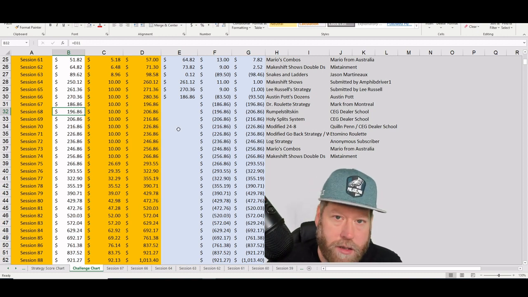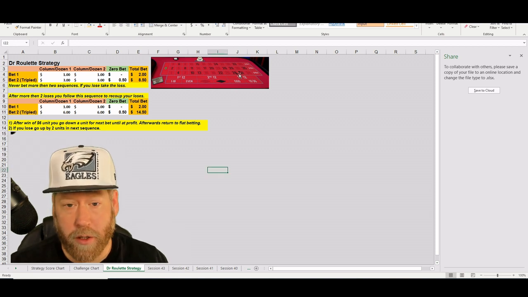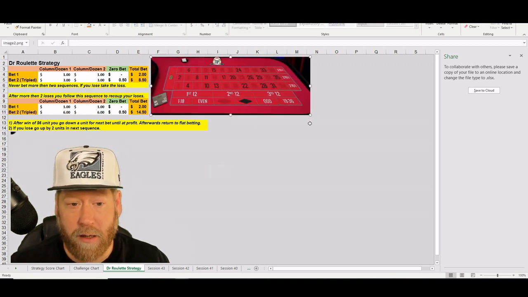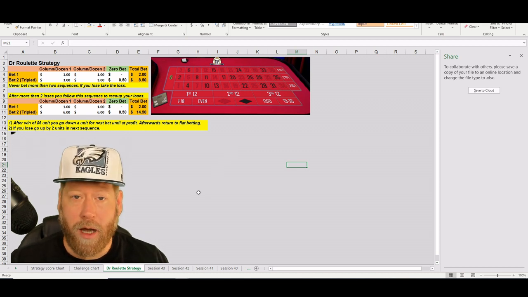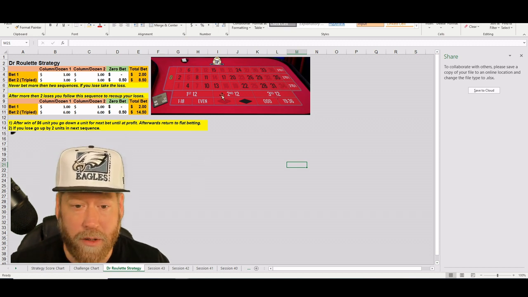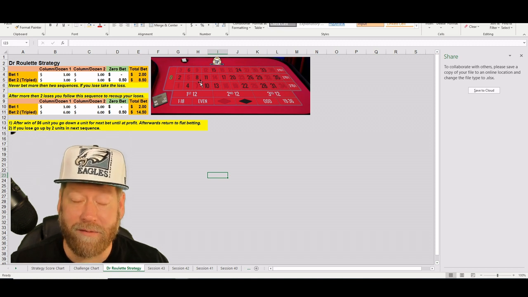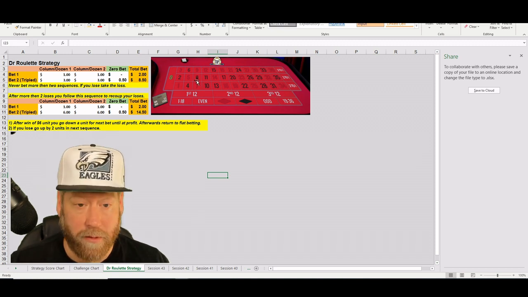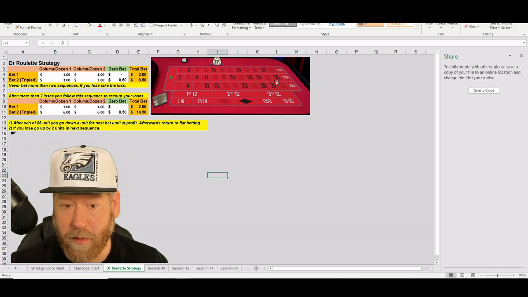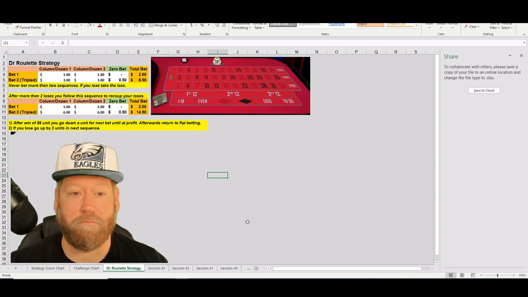Okay, guys, this is Dr. Roulette's strategy. Very simple. What you're going to do here is we'll take a look at the roulette board. Basically, this is a 2 columns, 2 dozens bet system. What does that mean? That means at all times you're going to be betting 2 columns or 2 dozens at the same time. Now, what you're going to do is wait for 2 numbers to come out back to back, either in the same dozen or in the same column, and then you're going to bet the opposite 2.